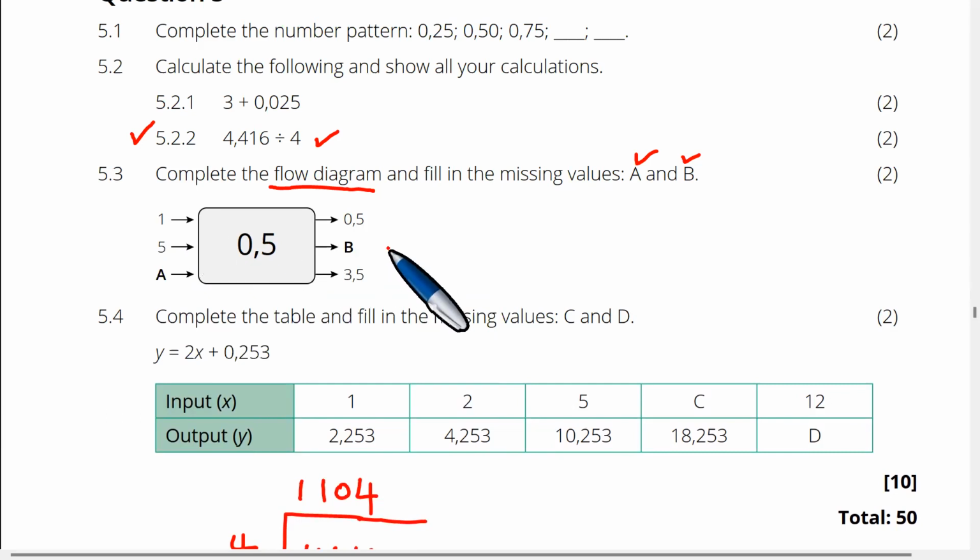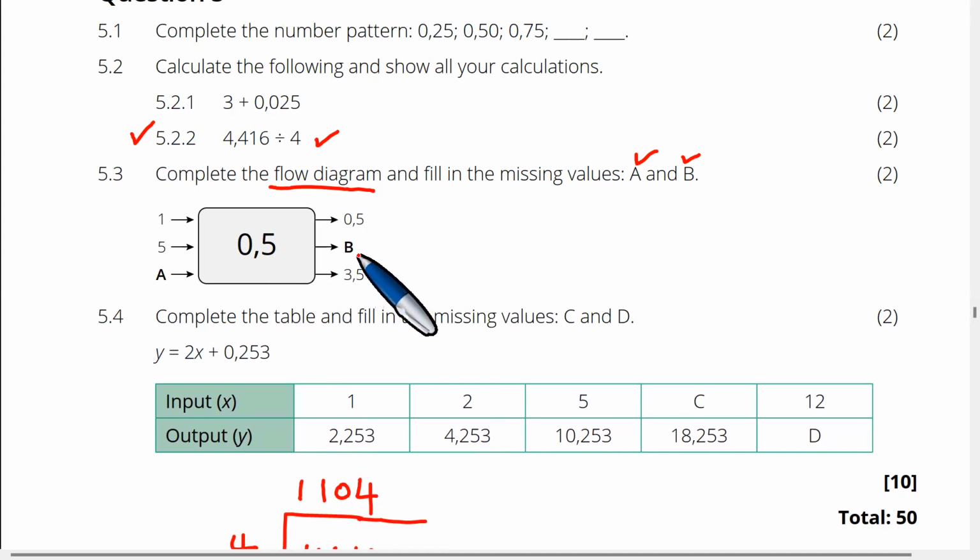1 becomes 0.5. So 1 is halved, isn't it? So you halve the 1, you get 0.5. Okay, so it goes through the half. So if you halve 1, you get 0.5. What about 5? If you halve it, what do you get? A is halved and becomes 3.5. What is A?